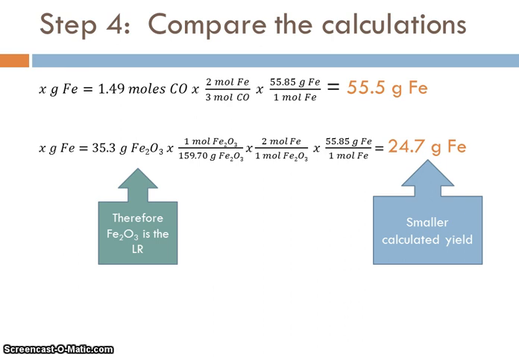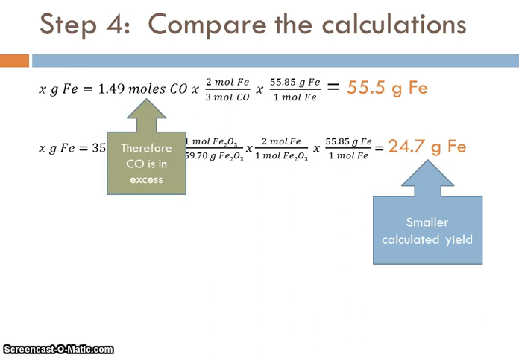That's what's going to be used up first. I'm not going to have any Fe2O3 left at the end of the reaction. And it also means that the carbon monoxide is in excess. There will be leftover carbon monoxide at the end of the problem.